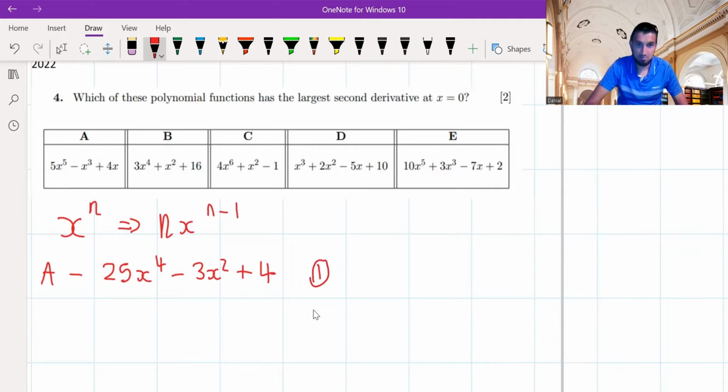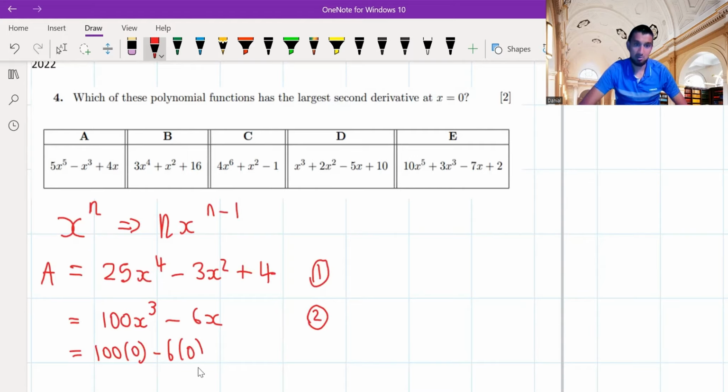And the second derivative, we just do the same thing again. So that would then become 100x cubed minus 6x. And the 4 would just go to 0. So what you realize is that the second derivative here for x equals 0 will just be 0, because x is 0. So it will be 100 times 0 cubed minus 6 times 0, which will just give us a value of 0.